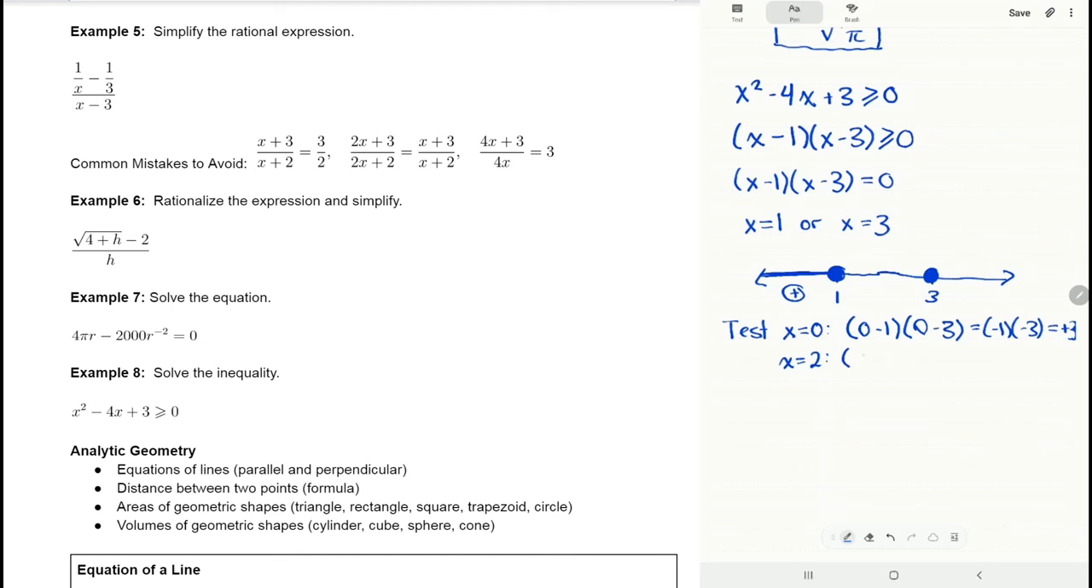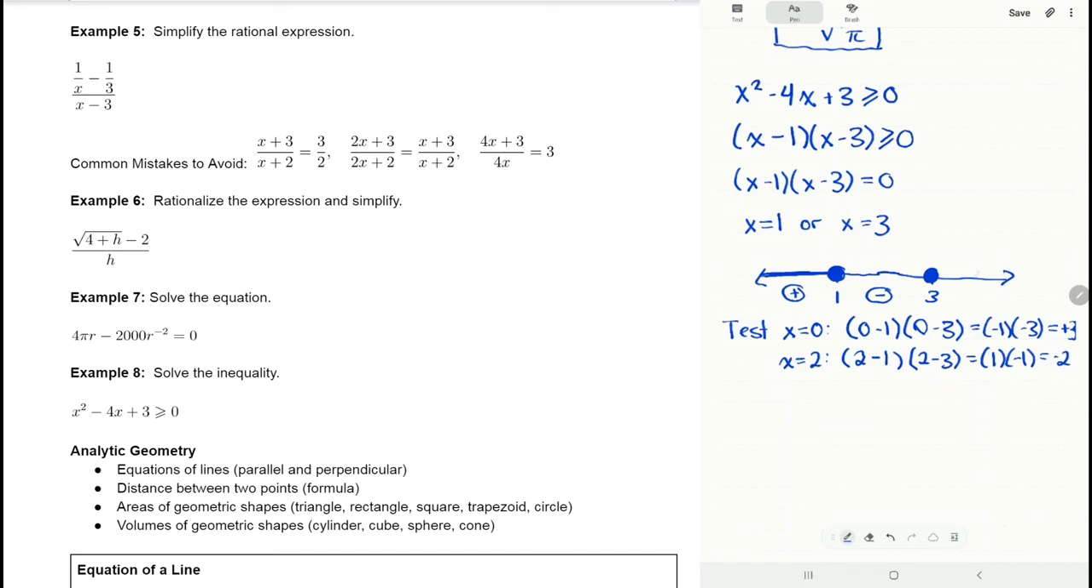We'll substitute that into the factored form of our quadratic. So we have 2 minus 1 times 2 minus 3, which will give us positive 1 times negative 1, which is negative 2. So what this tells us is that the quadratic is going to be negative between 1 and 3.